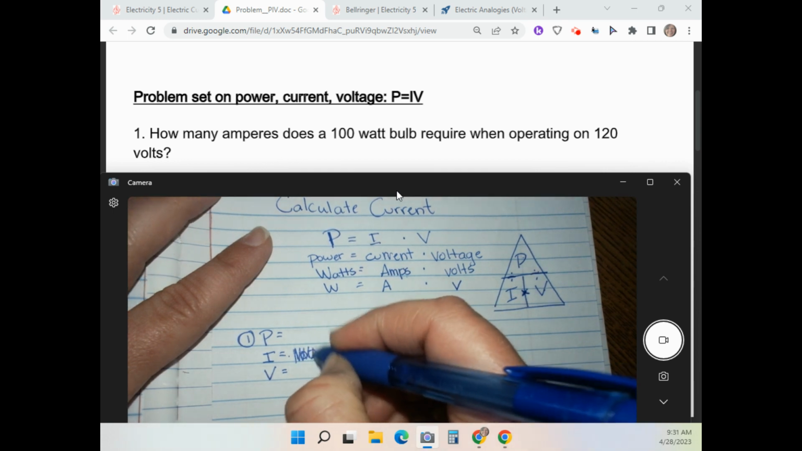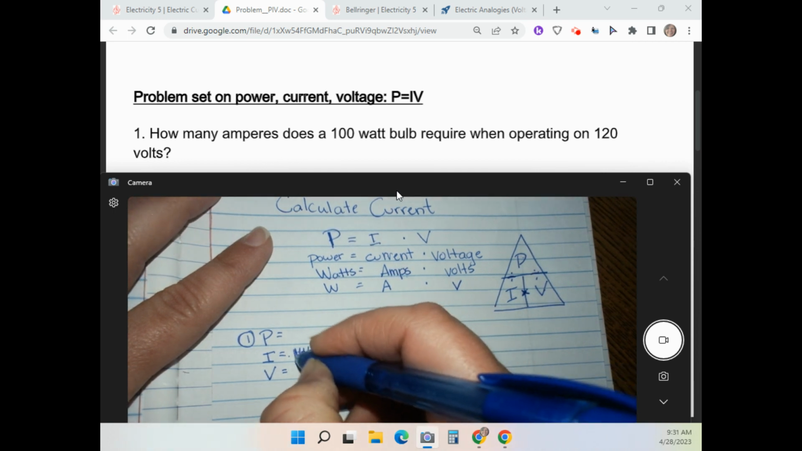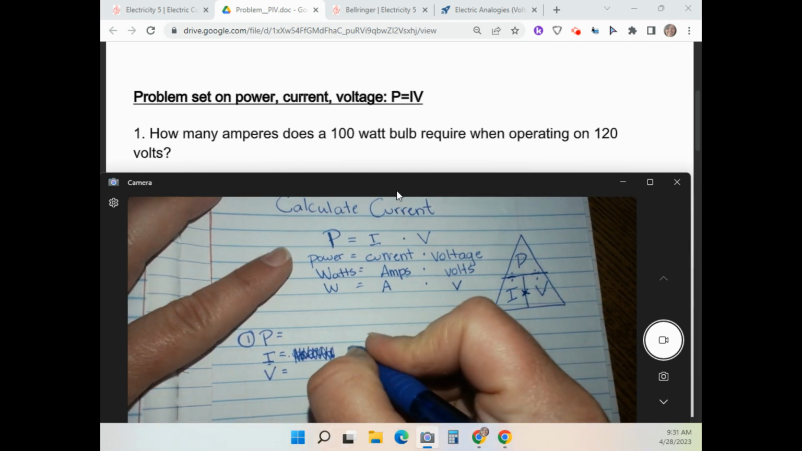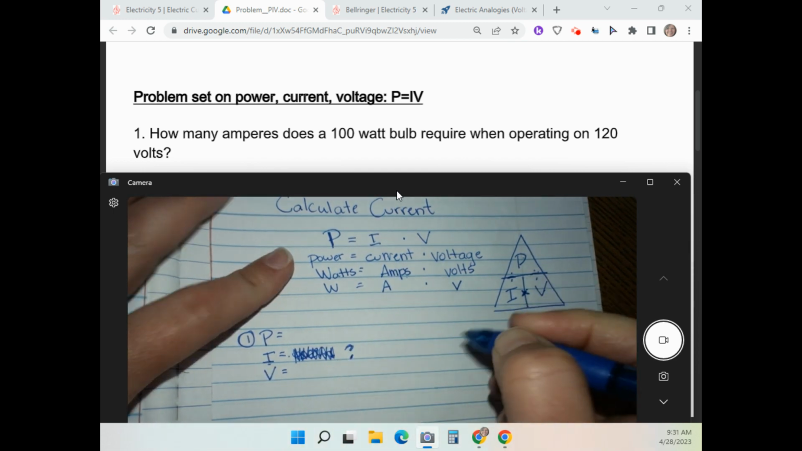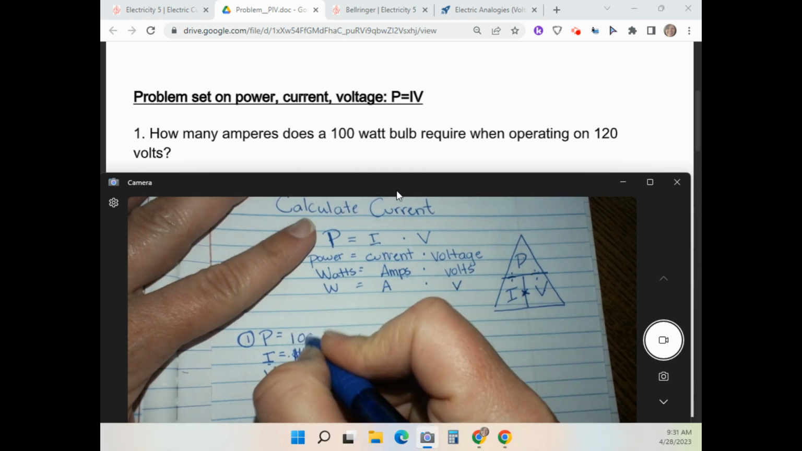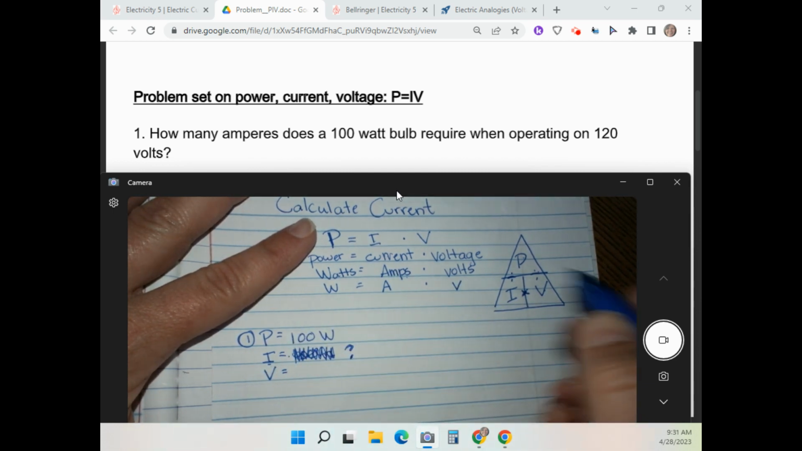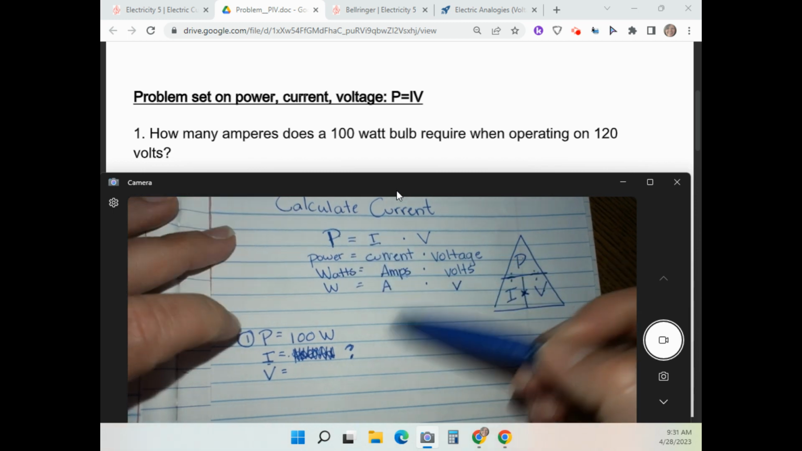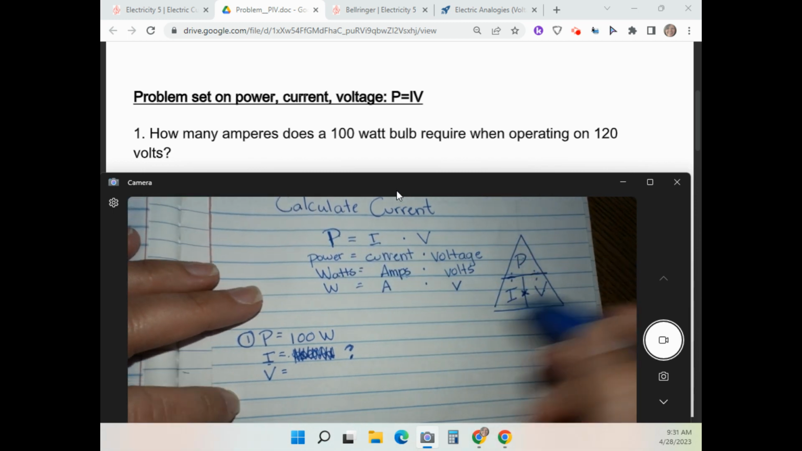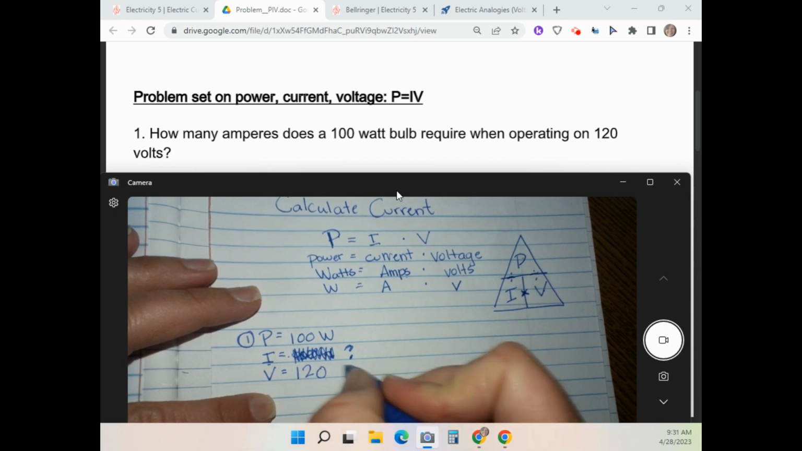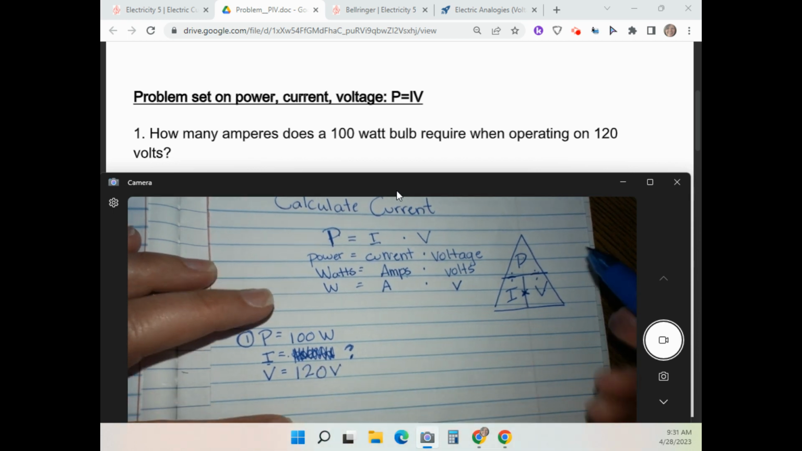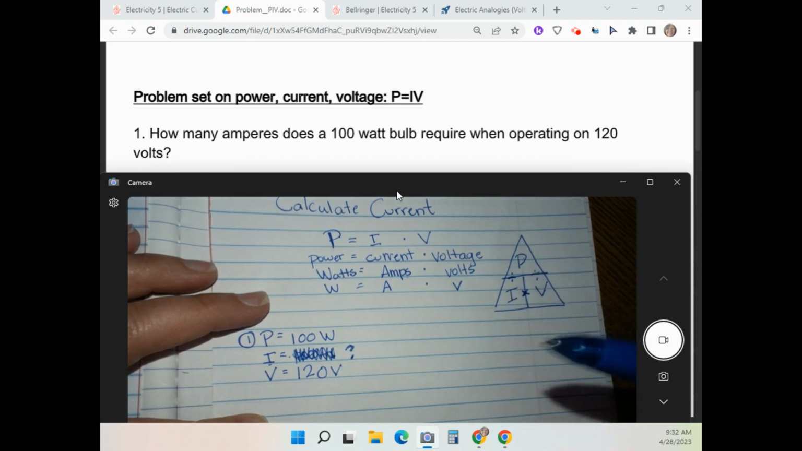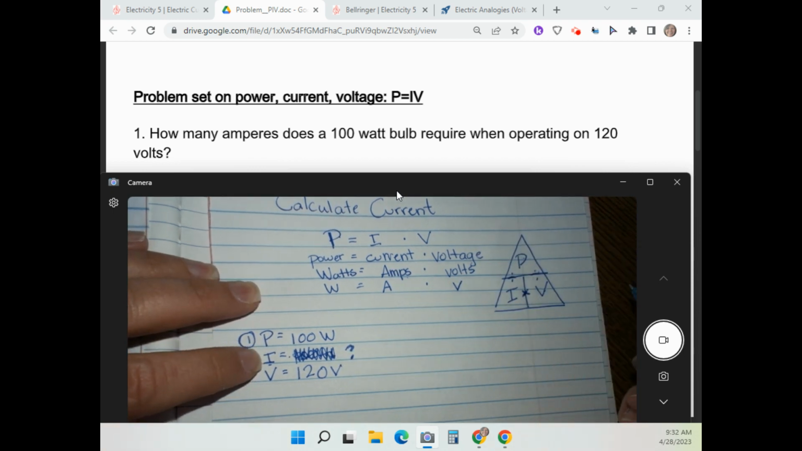Oh goodness, I am talking and trying to write at the same time. I just said our question word was how many amperes, and so that's what we're trying to find. And we have a 100-watt bulb. That's where watts goes, because power is measured in watts, and then operating on 120 volts. So now we look at, okay, what do I actually have? My amps was my question. How many amps? I'm looking for amps.